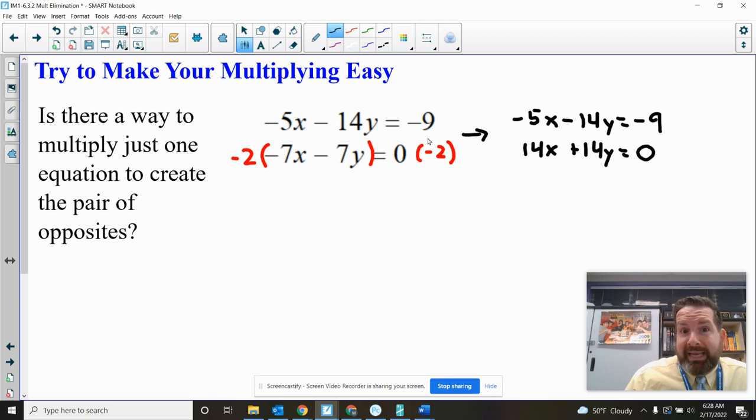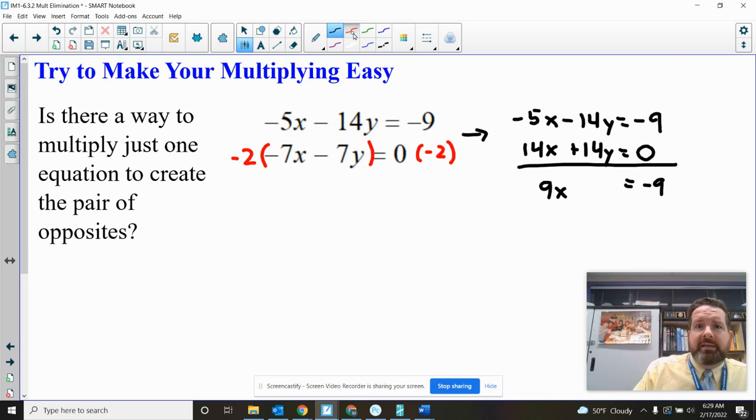Before we do, quick recap. I looked for an easy way to multiply one equation to create that pair of opposites, and in this case, I was able to find one. Okay, let's add these together. -5x's plus 14x's, that's 9x's. My y's eliminate because they're opposites. That was the whole point. -9 plus 0 is -9. Do a division by 9.